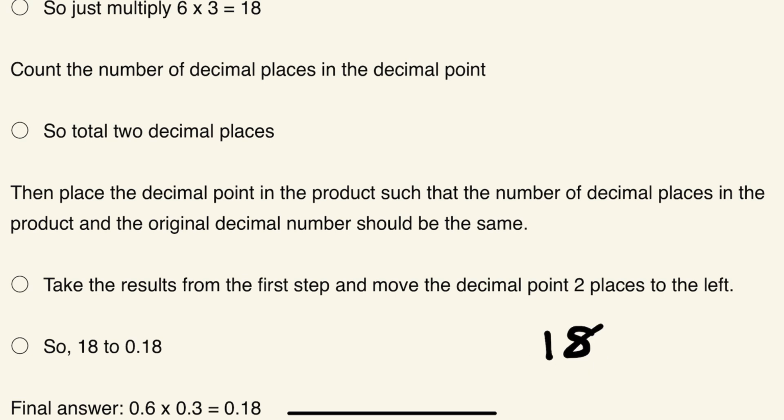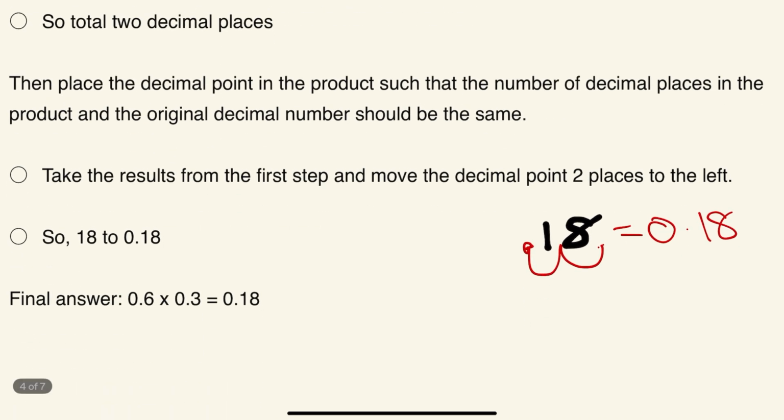Let me do it in a different color so you guys can see it more easily. Here's the point, right? Now I'm going to move it 1 time. And since I've moved 2 decimal places in the previous one, now I'm going to move 1 more time, and this is where the point goes. So 18 basically becomes 0.18, and the final answer of 0.6 times 0.3 should be 0.18.